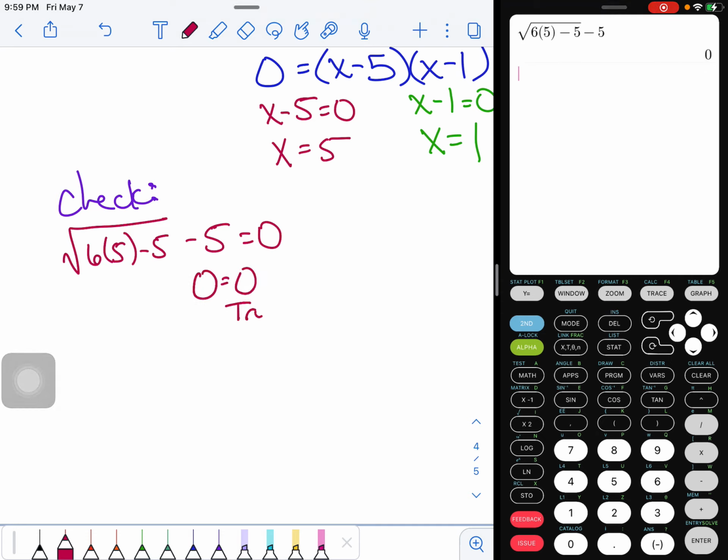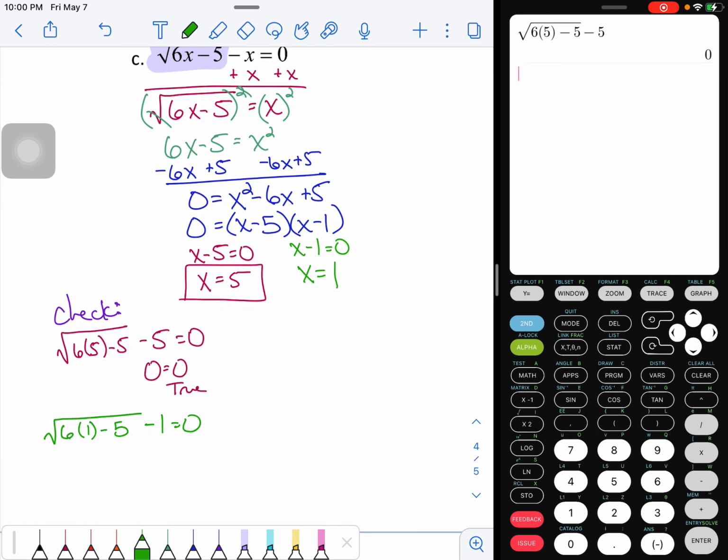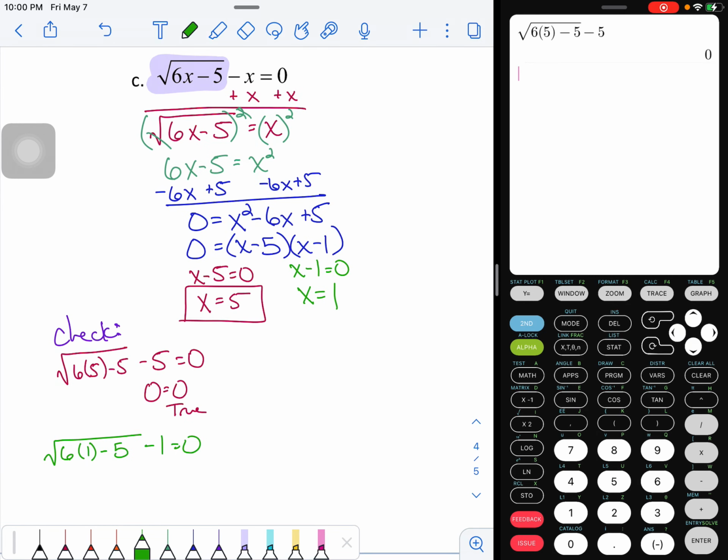That is 100% true, which means yes, x equals 5. That does not have any bearing on if x equals 1 or not. Okay, you have to check your answers. So separately now, I'm going to do the exact same work, but this time, everywhere I have an x, I'm going to replace it with a 1. Now, let me make sure I wrote that correctly because I kind of forgot the original problem. 6x minus 5 minus x... Okay, yeah, I'm good.